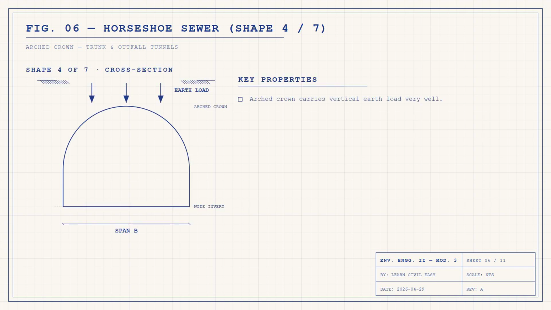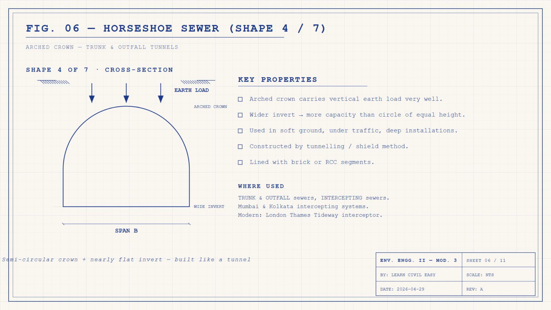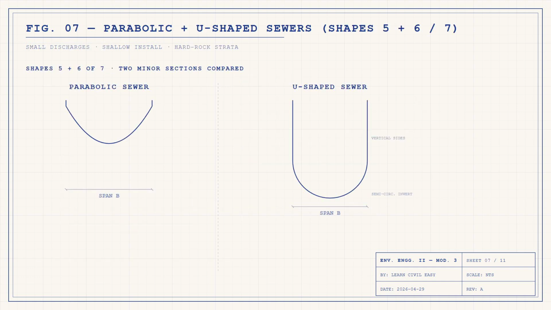For very large trunk and outfall sewers, the horseshoe section is the classic choice. Its arched crown carries vertical earth load extremely well. The wider invert gives more carrying capacity than a circle of equal height. Horseshoe sewers are constructed by tunneling, lined with brick or reinforced concrete segments, useful where great depth makes open-cut excavation impractical. You will find them in the intercepting sewers of Mumbai and Kolkata, and in modern equivalents like London's Thames Tideway Interceptor.